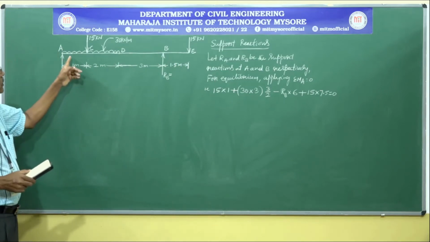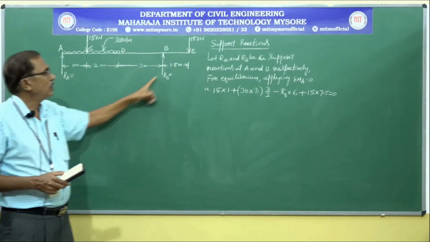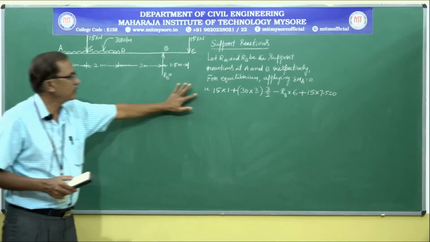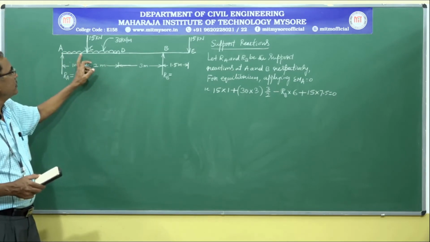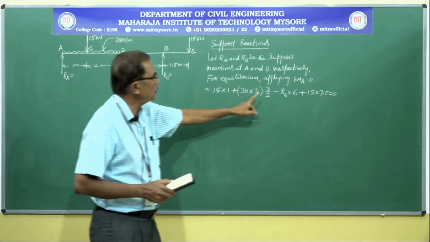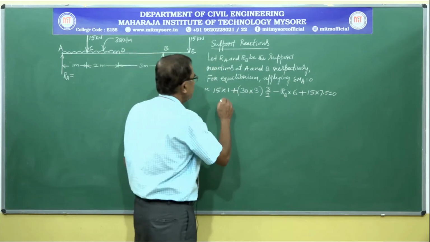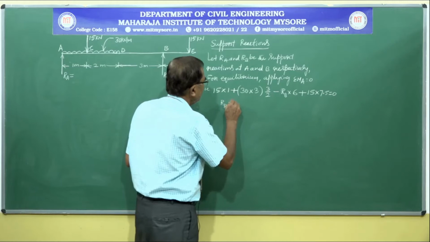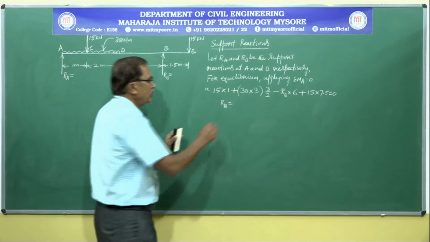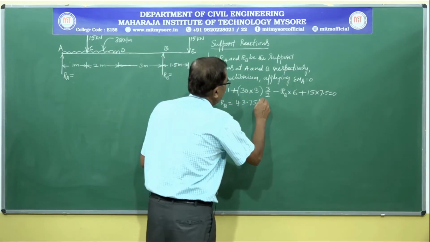So there are 1, 2, 3, 4, 5 loads. Of these 5 loads, RA will not create any moment, so we have not written it here. And of the remaining loads we have considered 1, 2, 3 and 4, that is equal to 0. If we solve this expression, we will get RB. RB is equal to 43.5 kilonewton.